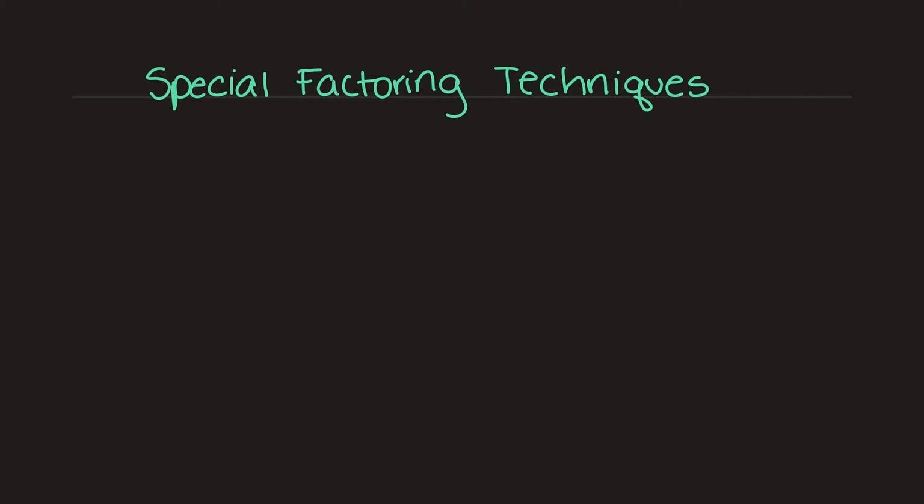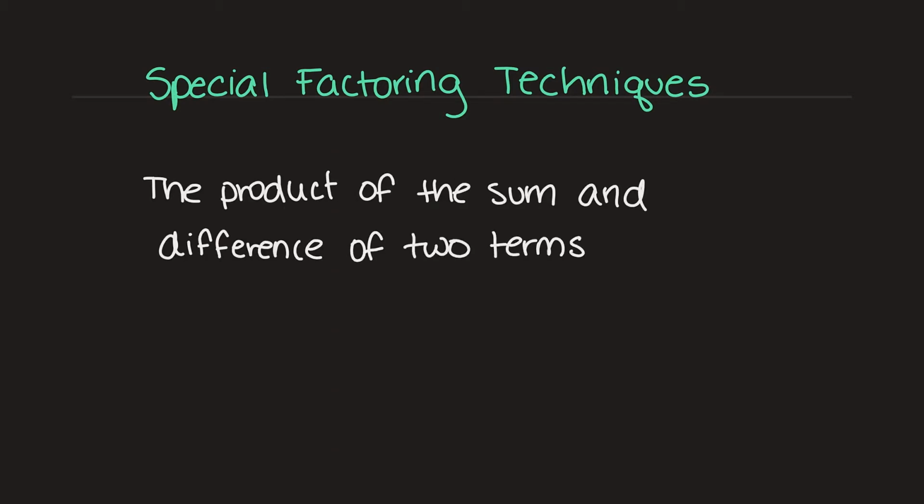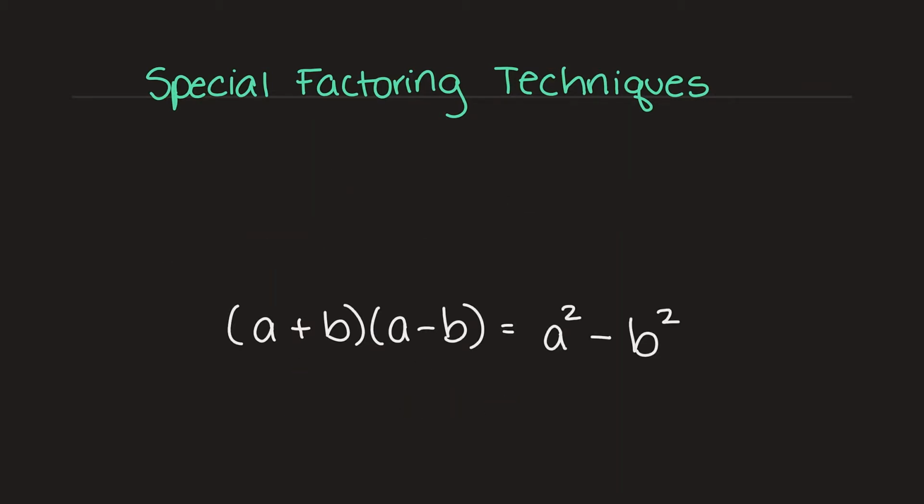Hey guys, in this video we will be going over some special factoring techniques. So recall that the product of the sum and difference of two terms, say a and b, is the following special product. We have (a + b)(a - b) is equal to a squared minus b squared.